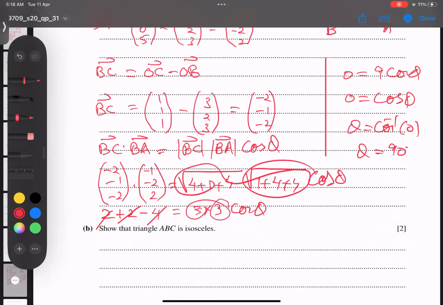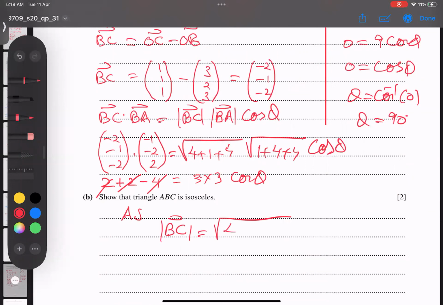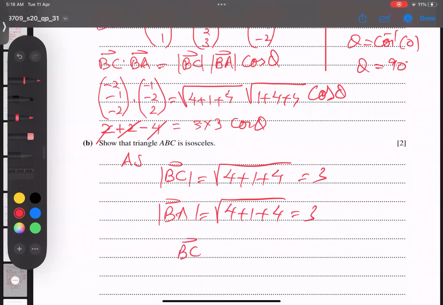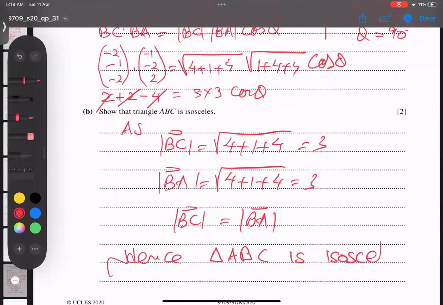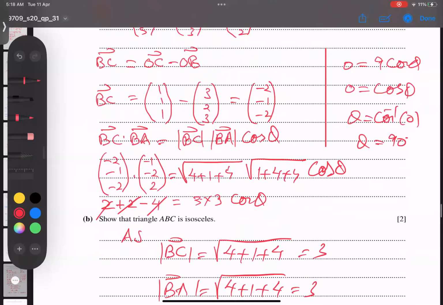We can say that BC magnitude is, we can show it like this, 4 plus 1 plus 4, which is 3. And then you can show that BA magnitude is 4 plus 1 plus 4, equal to 3. And as they are equal, BC magnitude and BA magnitude are equal to each other. So hence triangle ABC is an isosceles triangle. I hope the point is very clear. Right, let's go for the next part.